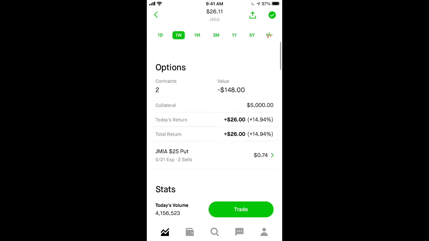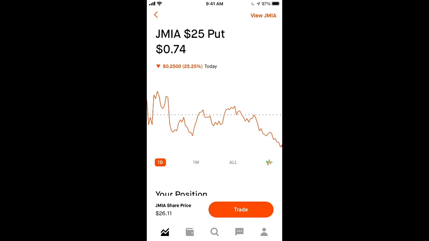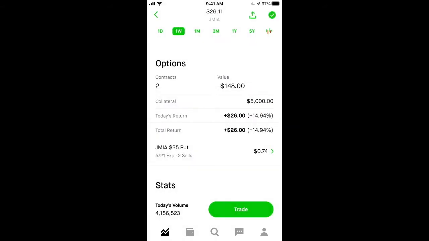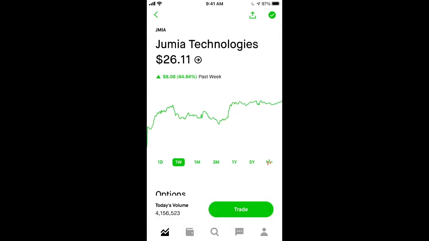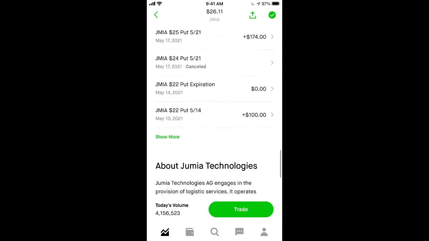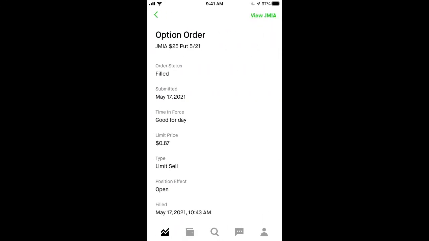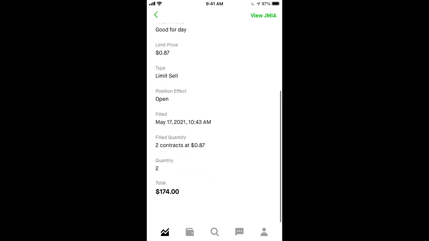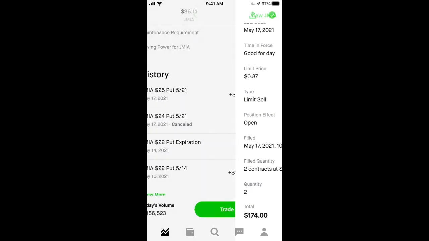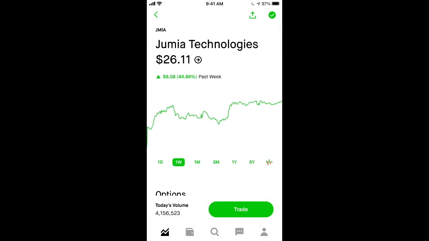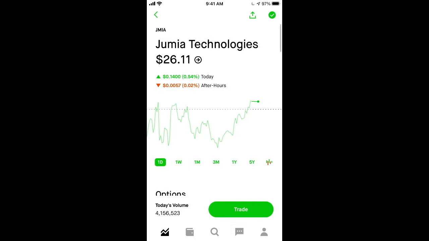Now what this contract essentially means is that if by Friday, which will be the end of this contract, Jumia stock is above $25, I get to keep this amount at the bottom right here. Look at total at the bottom. I get to keep that money. I get to keep $174 as my profit, as long as Jumia stock does not get below $25 by Friday.